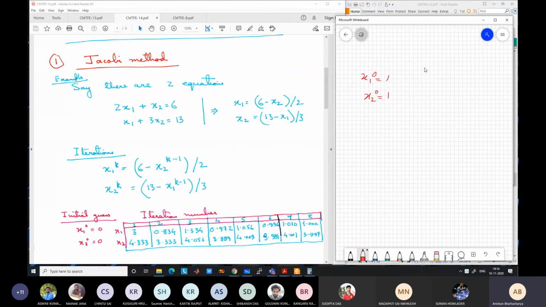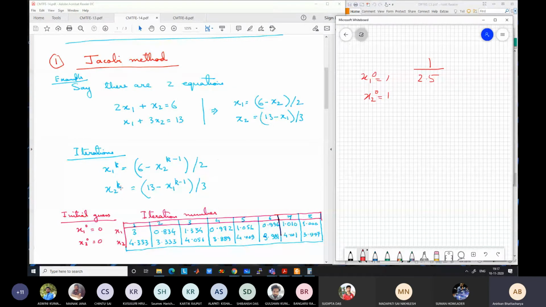In this case, after the first iteration, you have equation 6 minus 1 divided by 2. 6 minus 1 is 5. 5 by 2 is 2.5. Actually, we have started from the correct solution, but we have moved to the wrong side. 2.5. x1 equal to 1 was correct only, the initial guess. But because we are iterating based on the x2 value, we have gone to the other side.